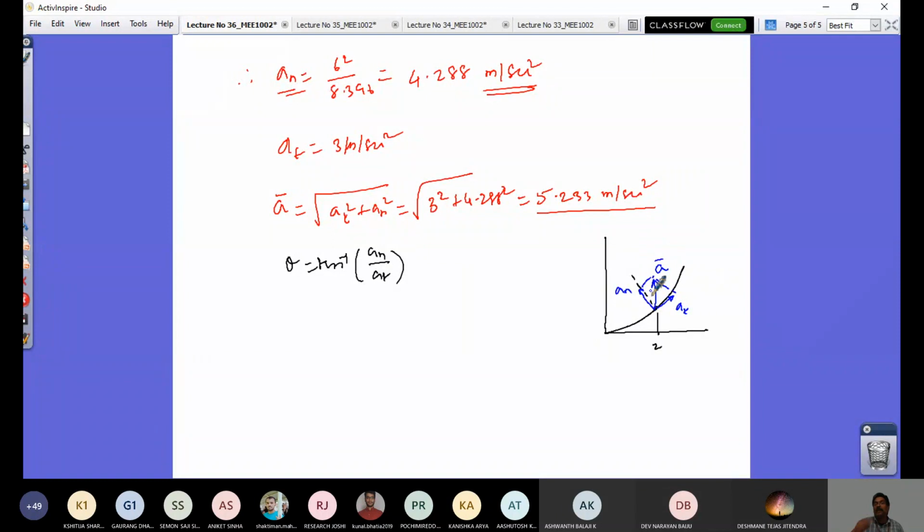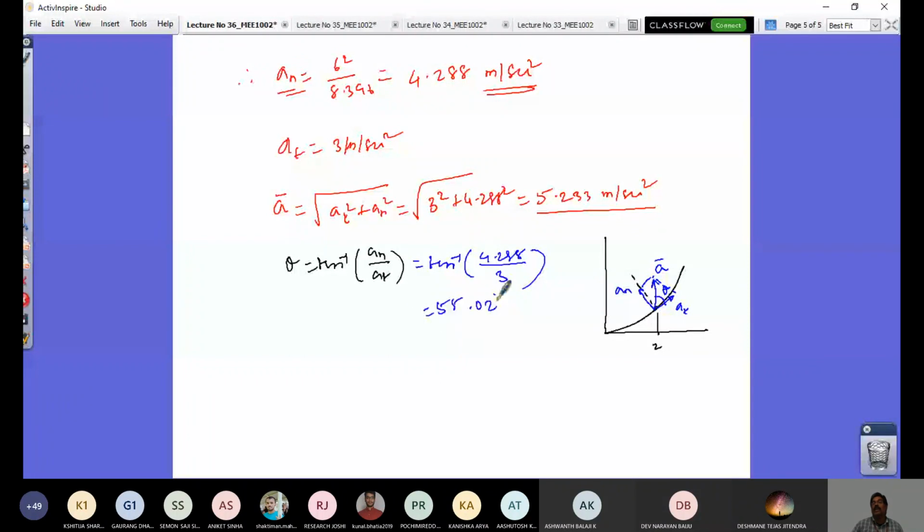And what is its direction? I am finding it with respect to the tangent. What is the angle to the tangent? This is theta. So this angle theta I am finding out. This theta is tan inverse of opposite AN by AT. So that's tan inverse of 4.288 divided by 3. So it is 55.02 degrees.